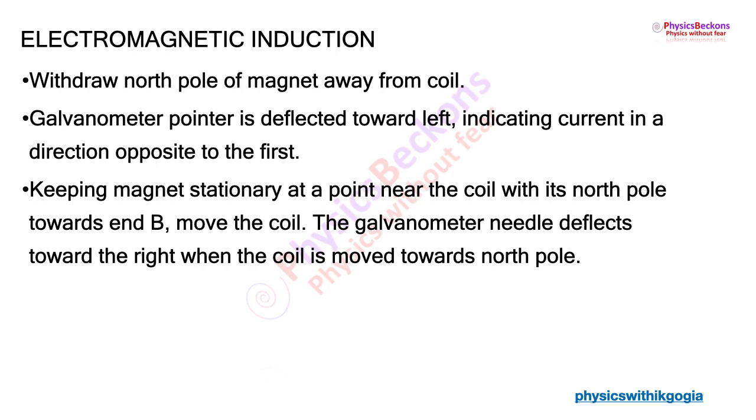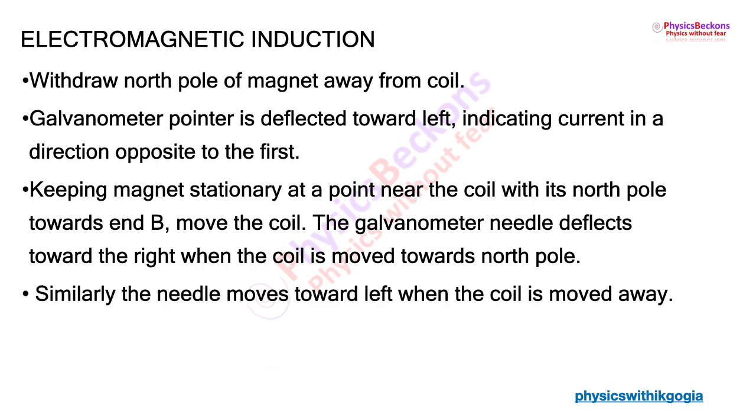You can keep the magnet stationary and alternately move the coil. That means you can move the coil towards the magnet or away from the magnet. The galvanometer needle will show deflection indicating the direction of current. You may move the south pole towards the coil or away from the coil. You may move the coil towards or away from the north pole or south pole. In all the cases you will get current.